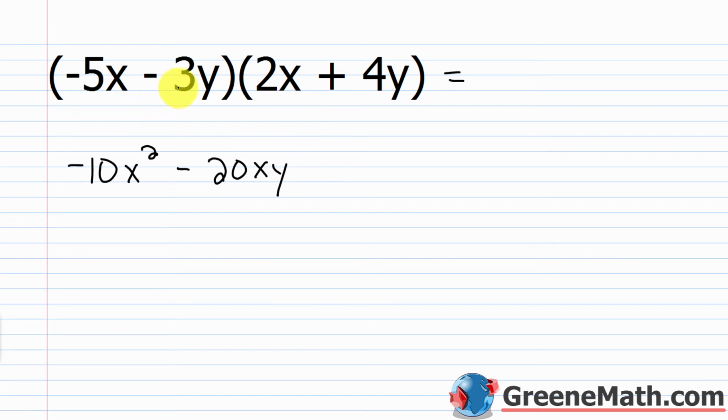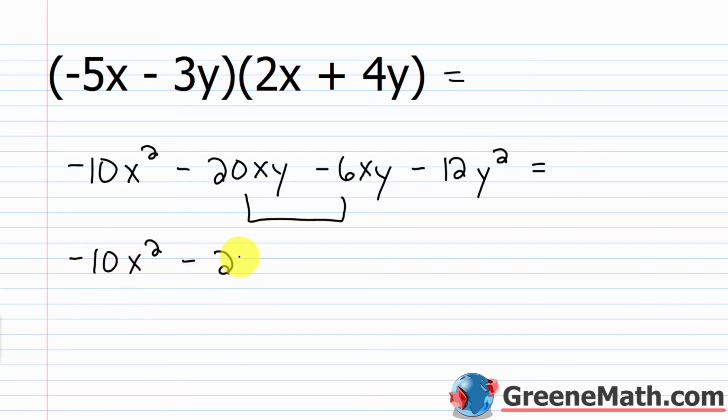My inner terms, -3y times 2x, that's -6xy. And then my last or final terms, -3y times 4y is -12y squared. So here are my like terms in the middle: -20 minus 6 would be -26, so you get -26xy. So you'd have -10x squared, minus 26xy, and then minus 12y squared. So again, my answer: -10x squared minus 26xy minus 12y squared.